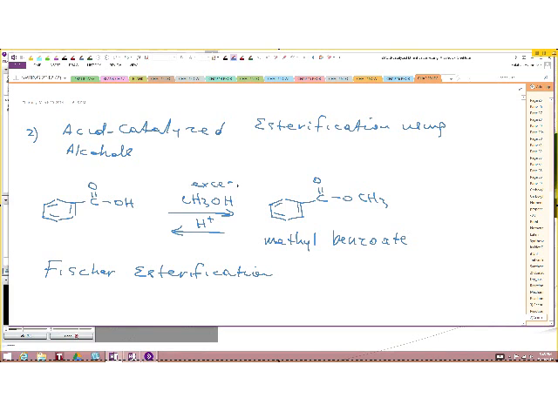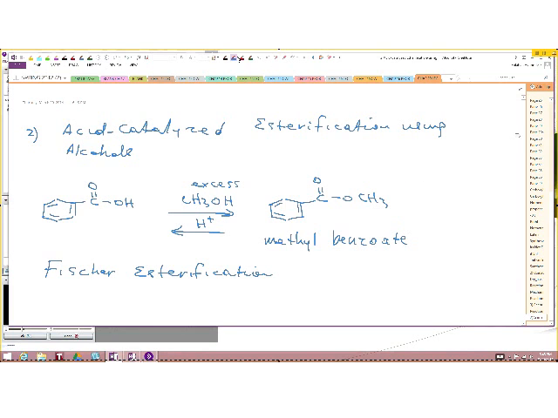So that is why you use excess of this. But in your case, you don't need to write excess for me. This is not a lab. Just write methanol, that's fine, or the alcohol. So anyway, this is another example of a reaction of a carboxylic acid, in this case with alcohols, to give an ester.